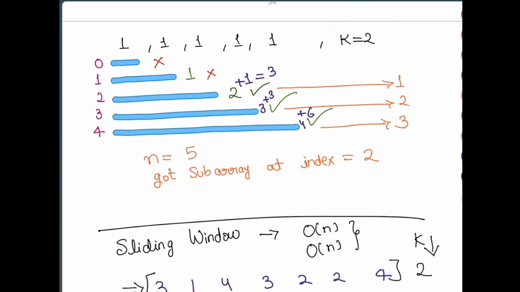The value of k is 2. In the example, the value of k is 10 for this array, but let us say the value of k is 2. Okay. Now we start from each index 0, 1, 2, 3, and 4. We have 5 indexes because we are having 5 elements.